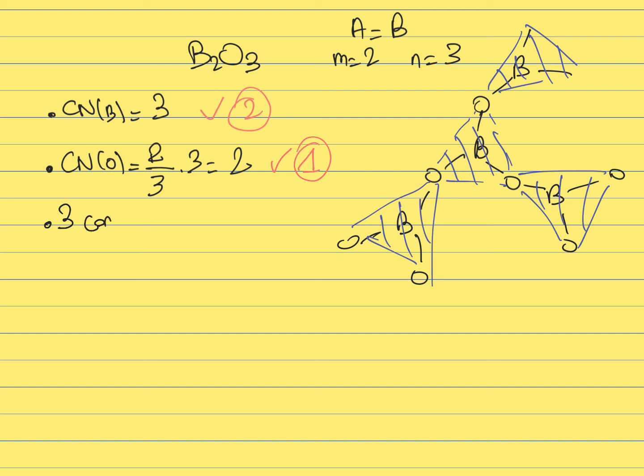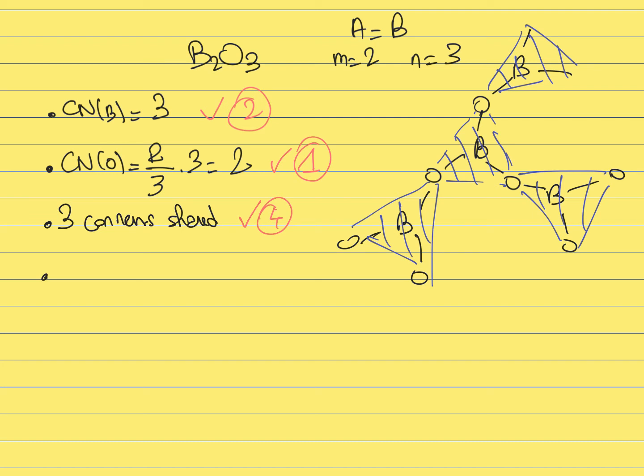You have 3 corners that are shared. So this is enough. It satisfies the Zachariasen rule that tells you that at least 3 corners need to be shared. In this case, it's exactly 3 corners that are shared. And now let's look at the final rule.